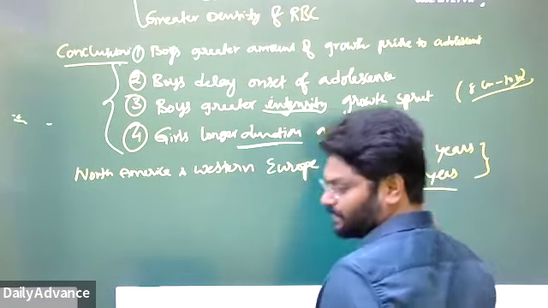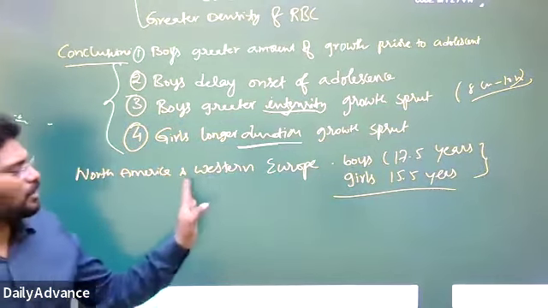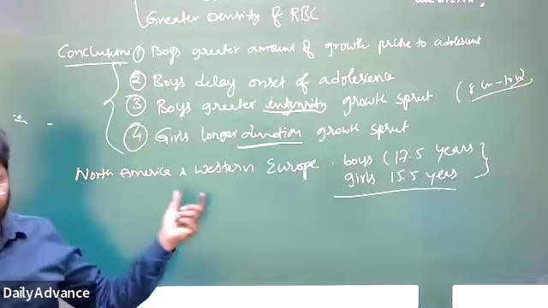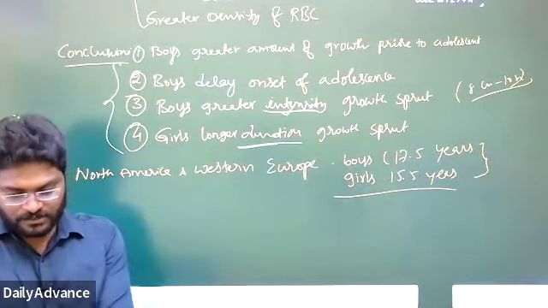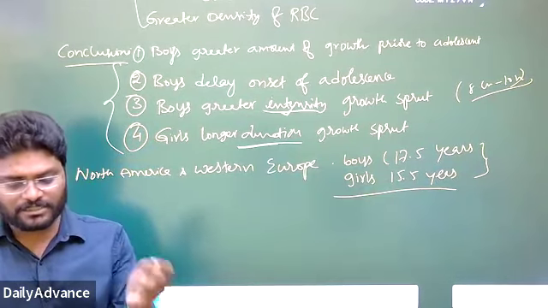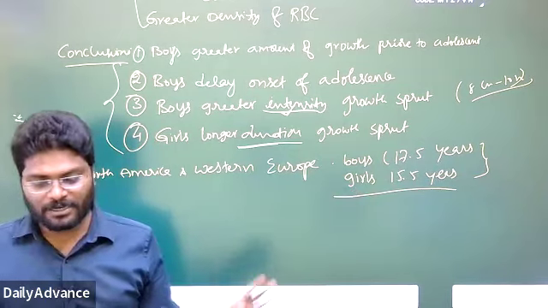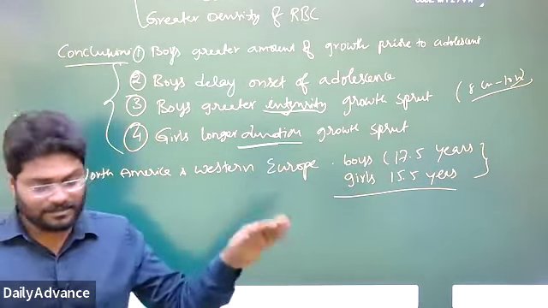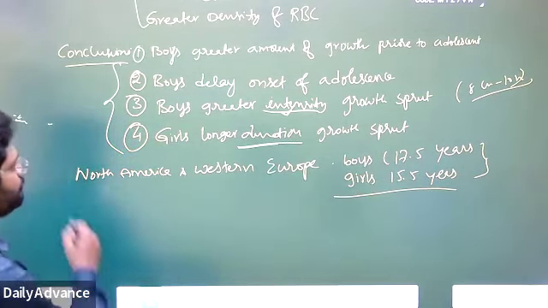So adolescence is completed differently in different regions. Adolescence is completed in boys of North America as well as Western Europe at the age of 17.5 years. After that, they don't observe any kind of growth in height and weight. In girls, at 15.5 years they complete the maximum height growth, and after that their growth declines or stagnates. So this is how we can see.